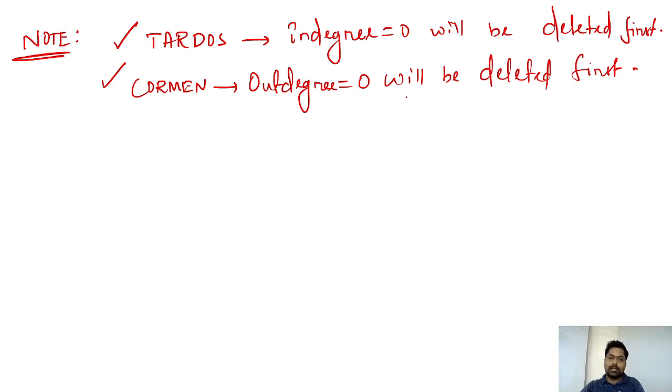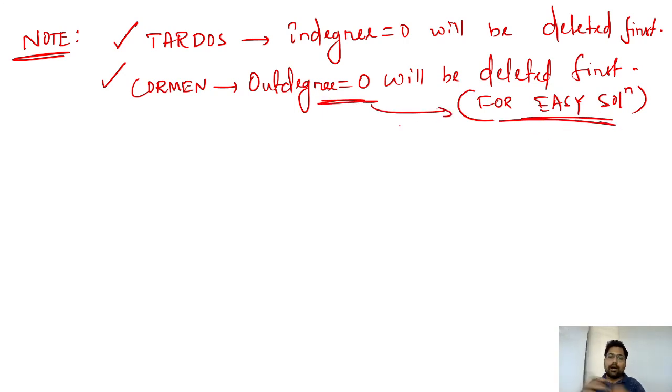Okay, out-degree anything could be deleted, but I have written it to make an easy solution. For easy solution, I'm just writing out-degree 0. But the out-degree concept is there in Cormen, and the in-degree concept is there in Tardos.